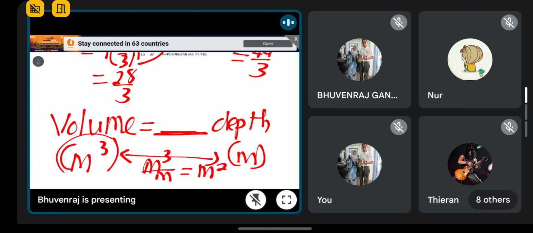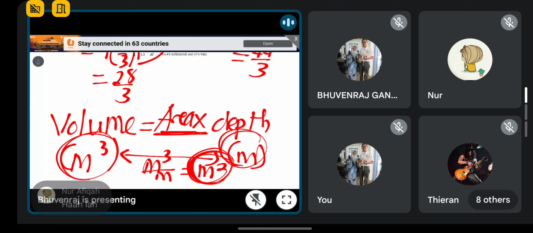If I take M cube bahagi dengan M, look at the quantity I get. Tengok unit quantity tu. Look at the unit. Meter square. Meter square is on what quantity guys? Area. Luas. Means this is the formula: volume equals area times depth. Pernah terfikir tak guys untuk soalan ini? Have you all thought that this is the way to solve?